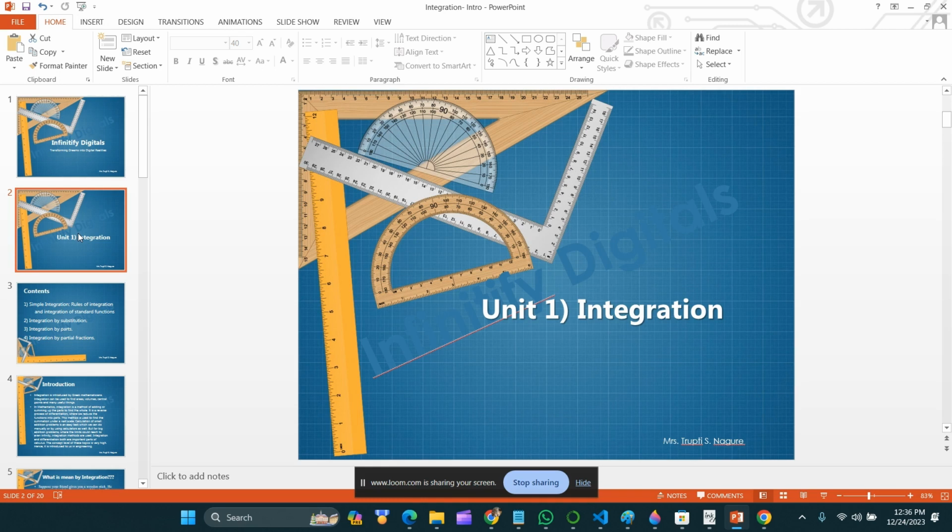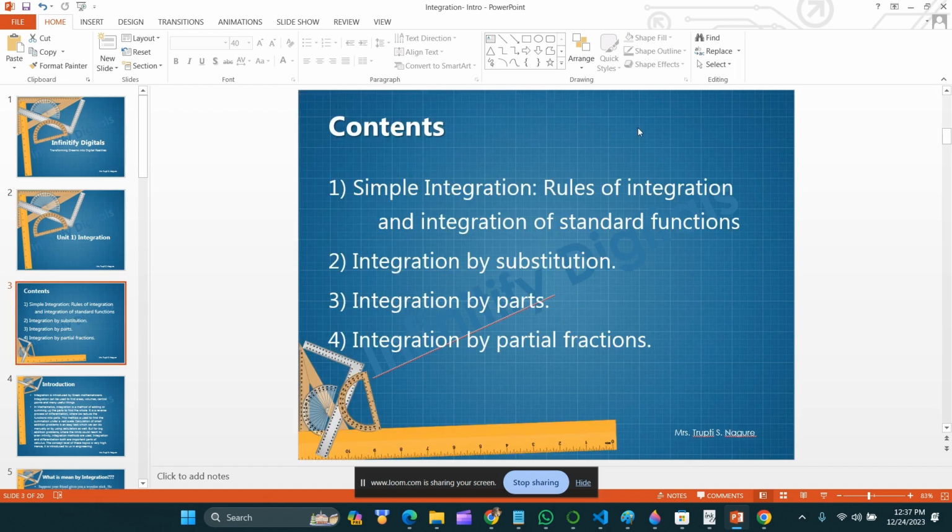So, in Diploma Engineering, our first unit is integration. After this unit, we will integrate some examples using different types of methods. As you have already seen the methods of derivative, like that, here are also different methods. Okay, so first we will see what are the contents of this unit.